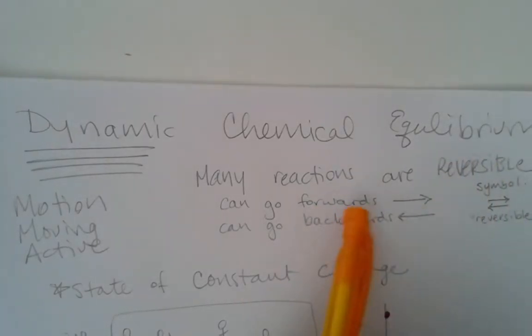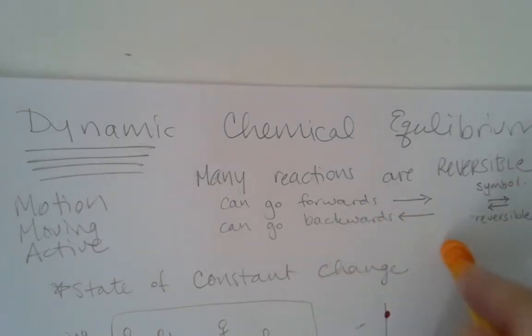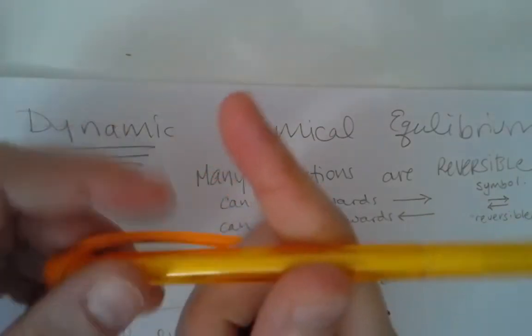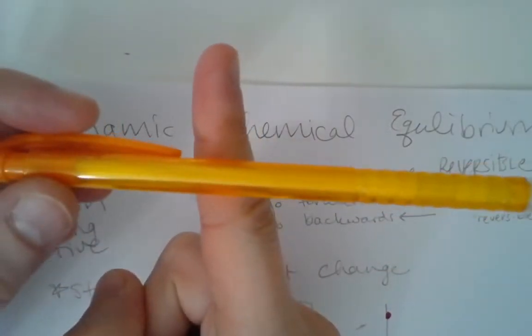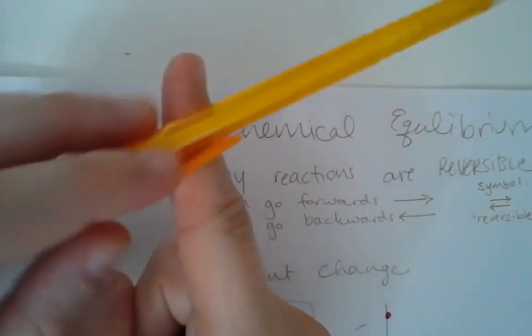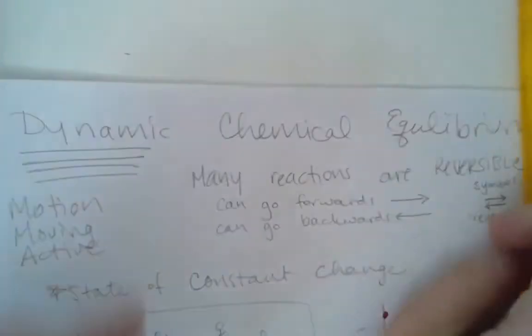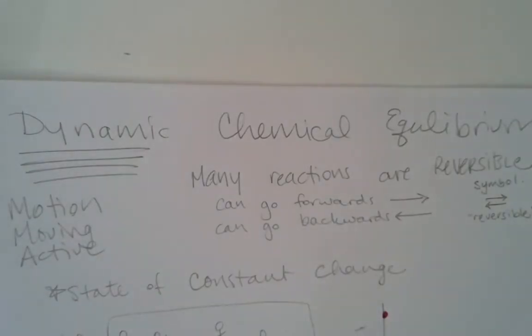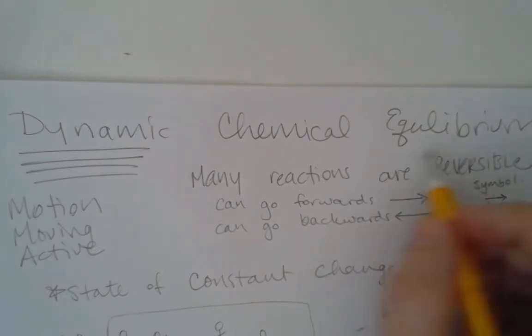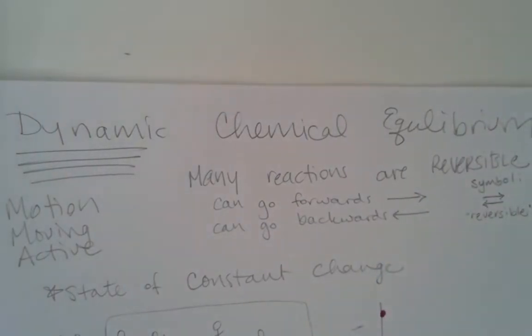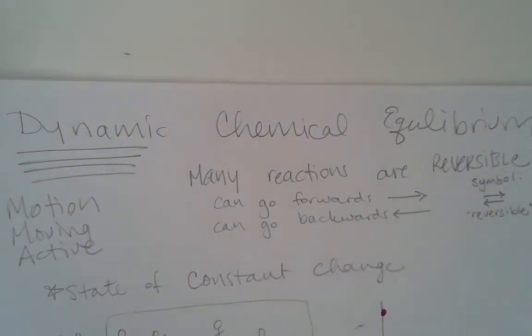I just got ahead of myself. If the rate forwards is equal to the rate backwards, that is equilibrium. So it's still motion, there's still stuff going on there. But if the rate forwards equals the rate backwards, that is equilibrium. Let's actually write that down.